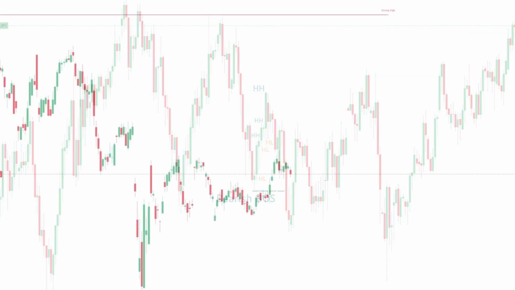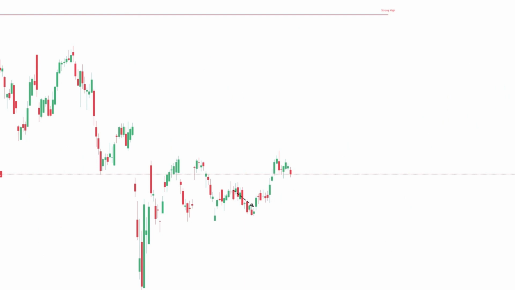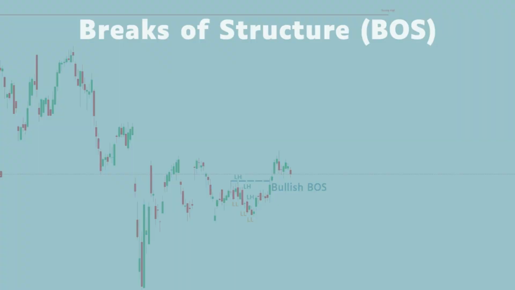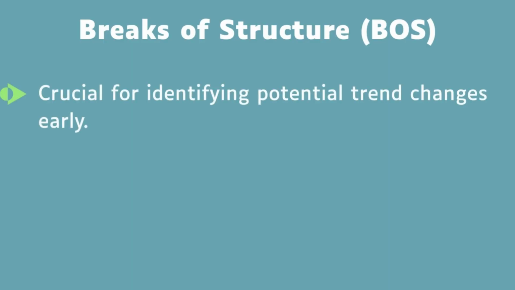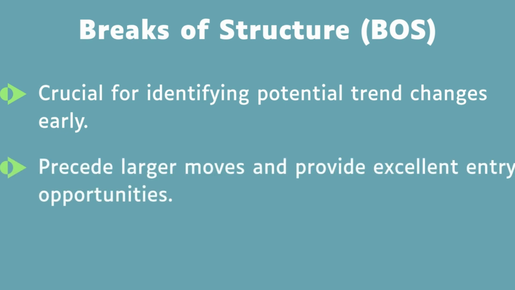Conversely, in this Apple chart, we see a downtrend with lower highs and lower lows. The bullish break of structure occurs when price creates a higher high, breaking the previous bearish structure. Breaks of structure are crucial for identifying potential trend changes early. They often precede larger moves and can provide excellent entry opportunities when combined with other SMC concepts.